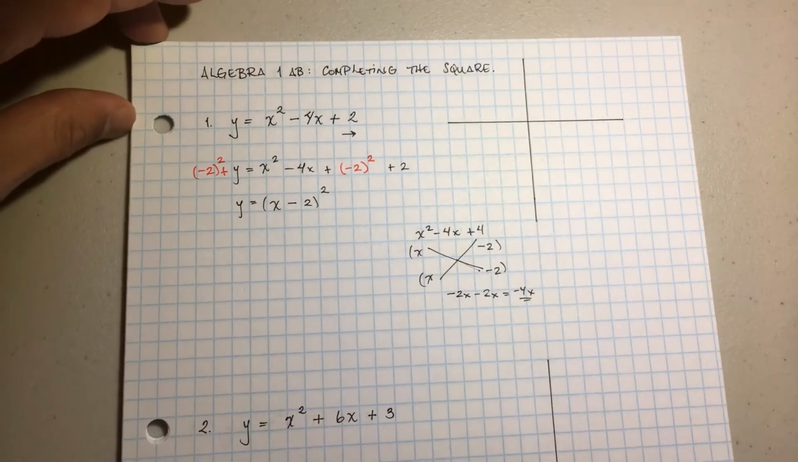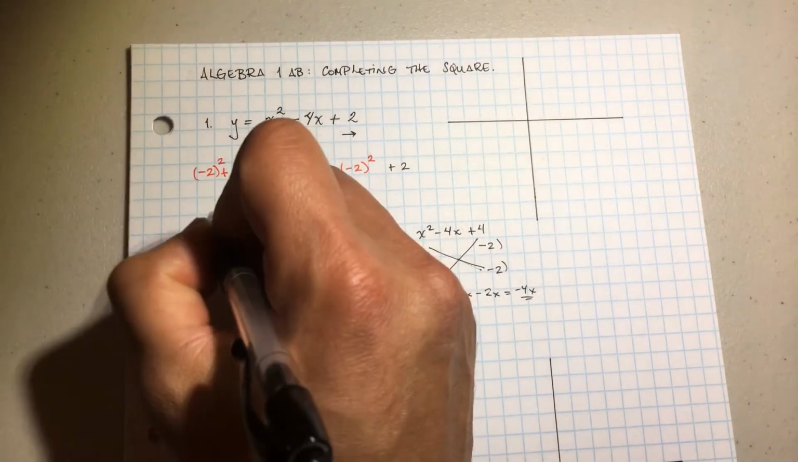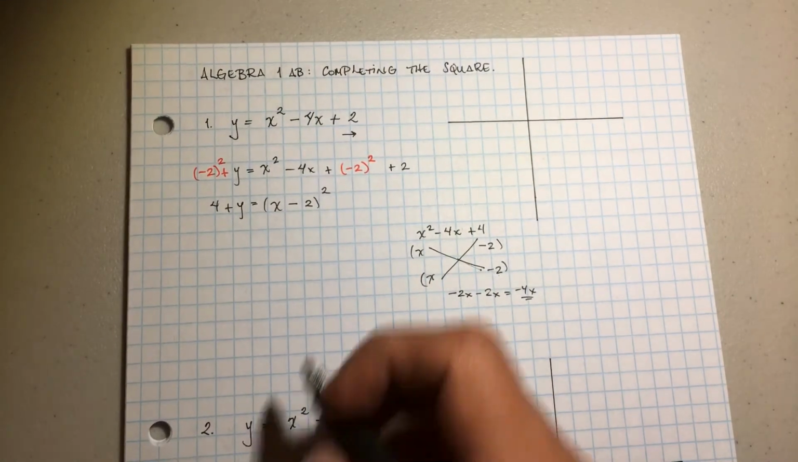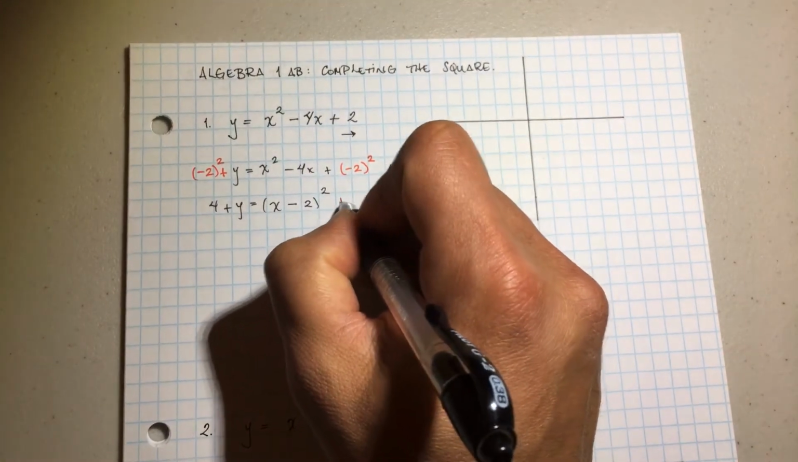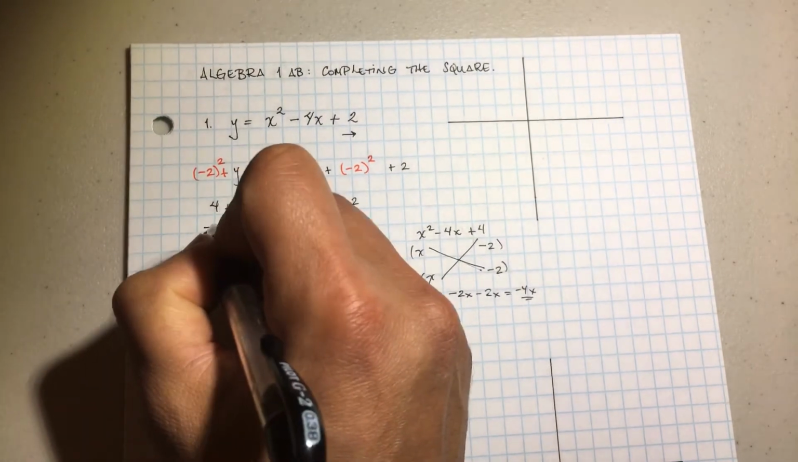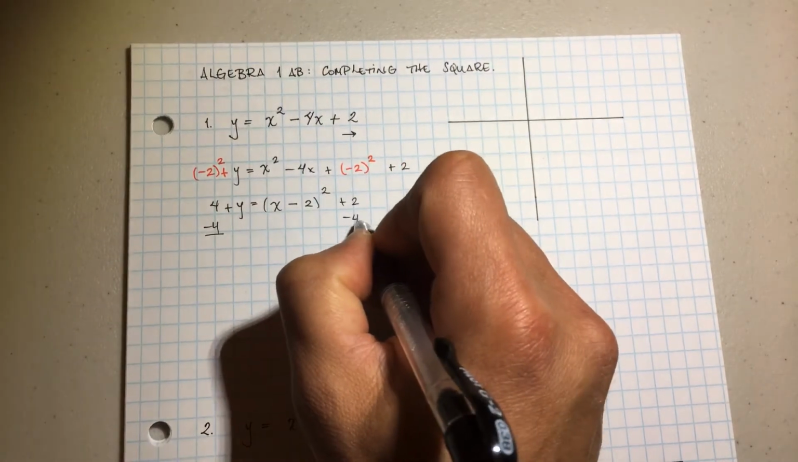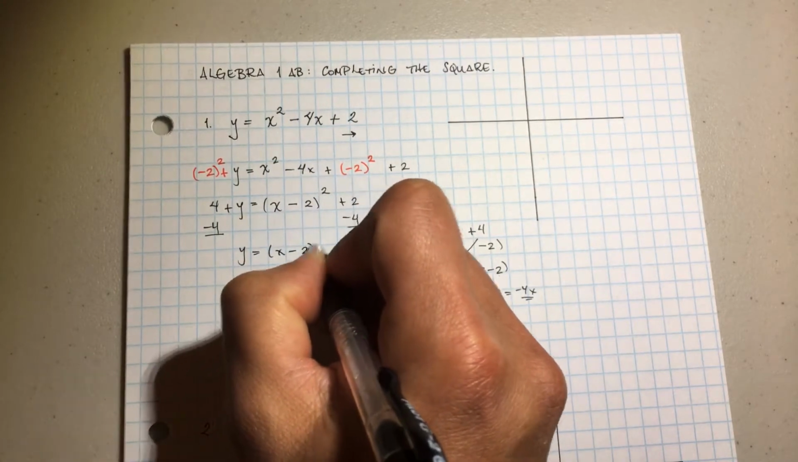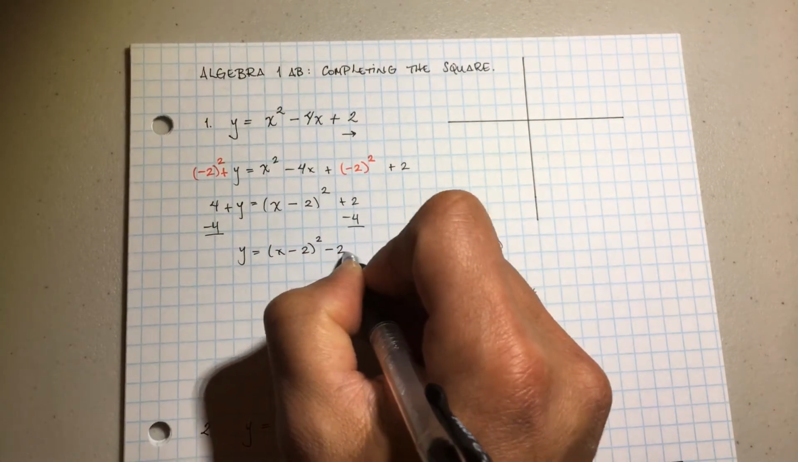Okay? Entonces ahora, let's go ahead. -2 squared is 4. Negativo 2 cuadrado is 4. Over here we have the +2, el positivo 2. Now just make sure you subtract 4 on both sides. Voy a restar 4. And then we have y is equal to x minus 2 squared, 2 minus 4 is -2.